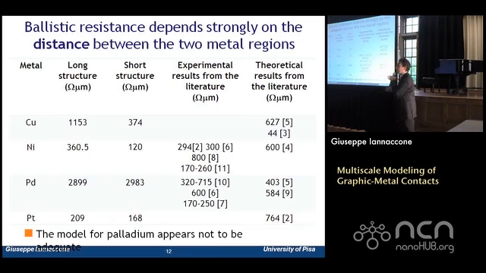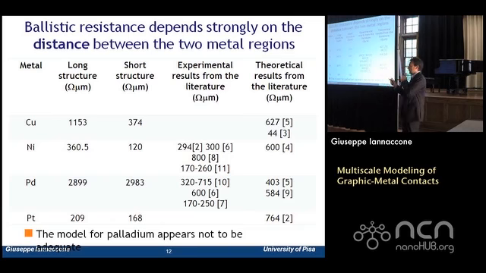Let us look at the literature. So, in this table, we have different rows corresponding to different metals for the contact. The first two rows correspond to the computed resistance for the long structure and for the short structure. And you can see there is a large difference, a factor 3 between the long structure and the short structure.